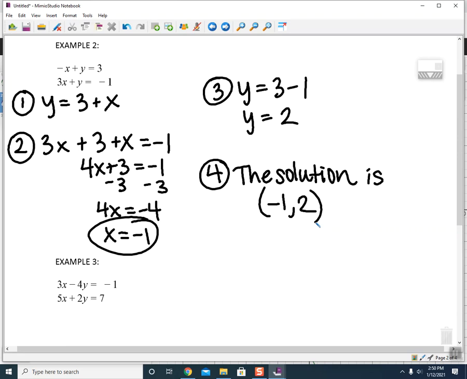So if I look at the first one, I have negative x plus y equals 3. Well, a negative negative 1 is a positive 1, plus 2 sure does equal 3. If I look at the next one, I have negative 1 times 3, negative 3, plus y, which is 2, equals negative 1. That does equal negative 1, right? So I can check to make sure that my solution is correct by just plugging those values back in and seeing if it makes both equations true.